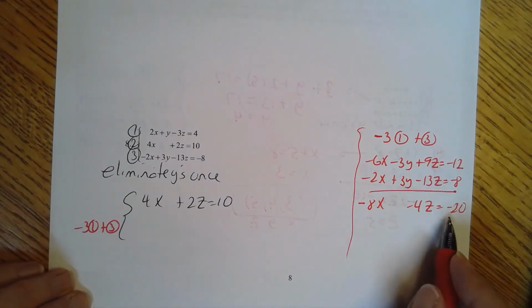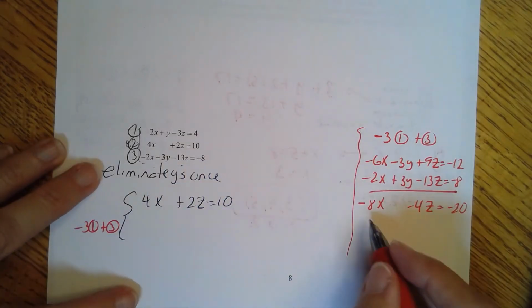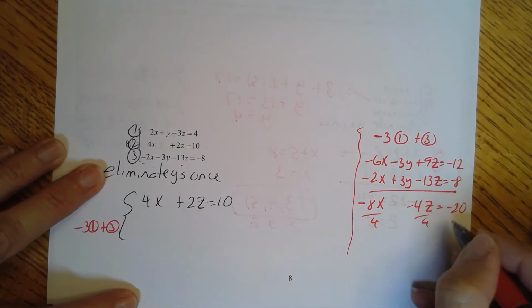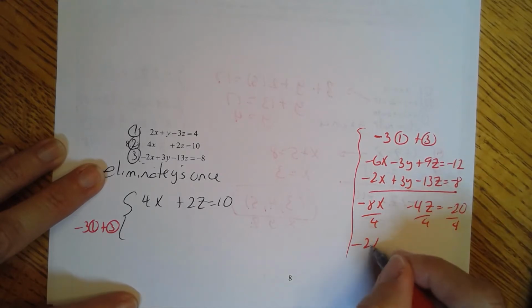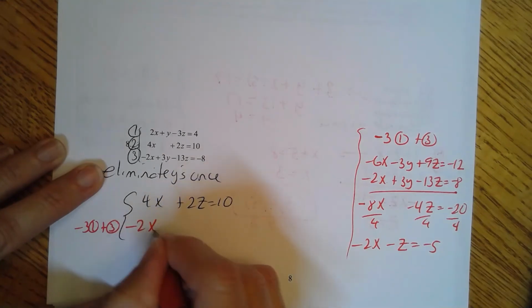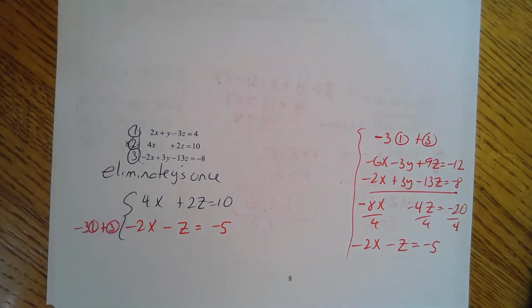If you see there's a number in common and would like to divide everything by, say, 4, that would be great, or you can just leave it as is. I'm going to divide everything by 4. So if I divide this by 4, this by 4, and that by 4, I get -2x minus z equals -5. Again, that is not a necessary step, but you can if you want to make your numbers smaller.